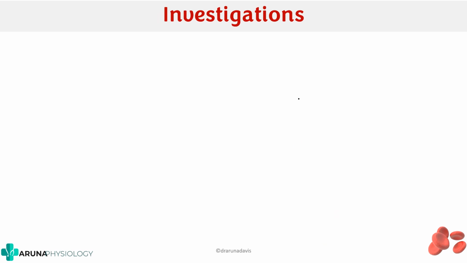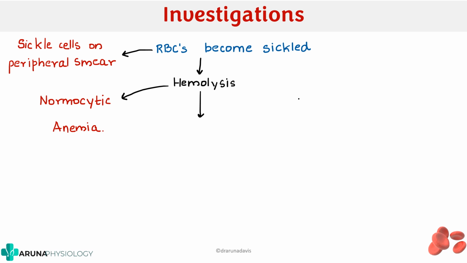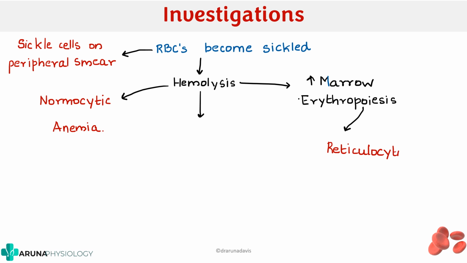So what are the different investigations that you can do to prove that it is sickle cell anemia? So we know that the basic pathology is that the RBCs are sickled. So you can take a peripheral smear, and in that you can see these sickle shaped cells. Not only that, we know the sickle cells are very fragile, which means there is a lot of hemolysis. So whenever there is hemolysis, you can have anemia, which is normocytic anemia. So you can get that also in the peripheral smear. Whenever there is increased destruction of RBC, we know that there is increased marrow erythropoiesis to compensate for that, which means there can be reticulocytosis also in the peripheral smear.